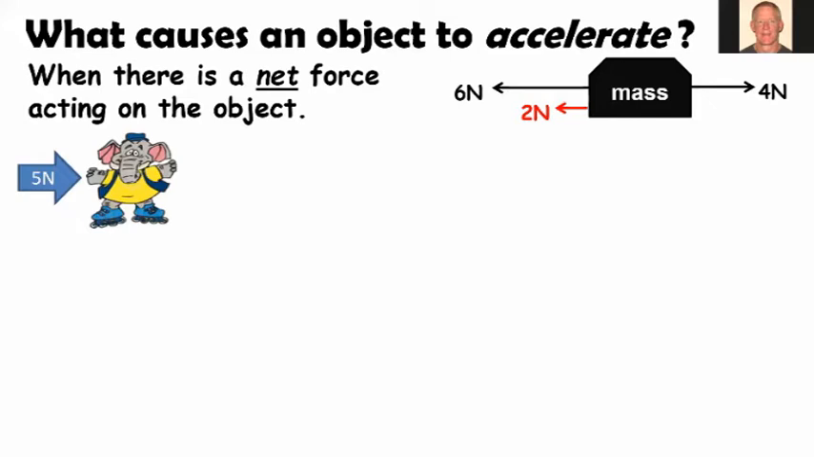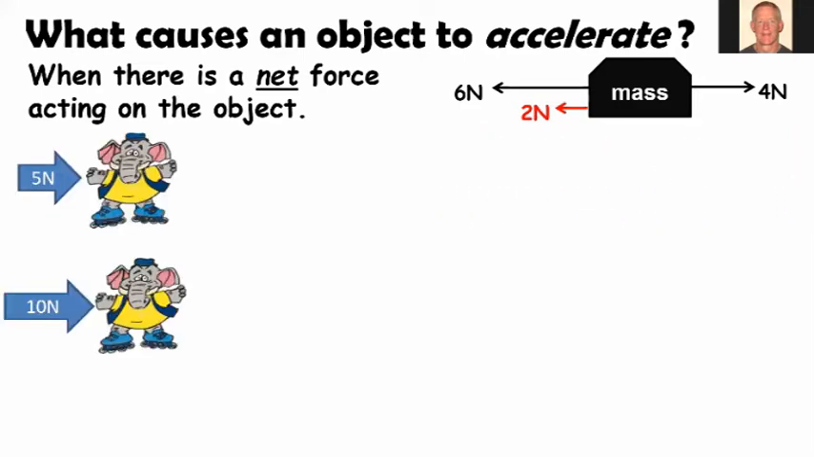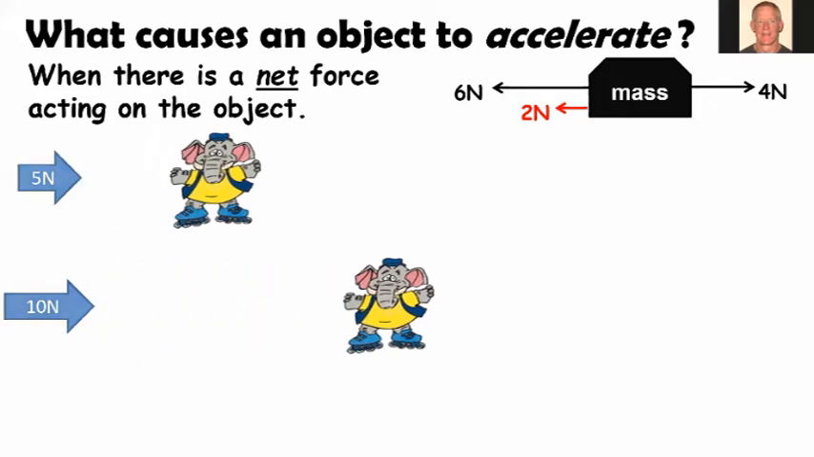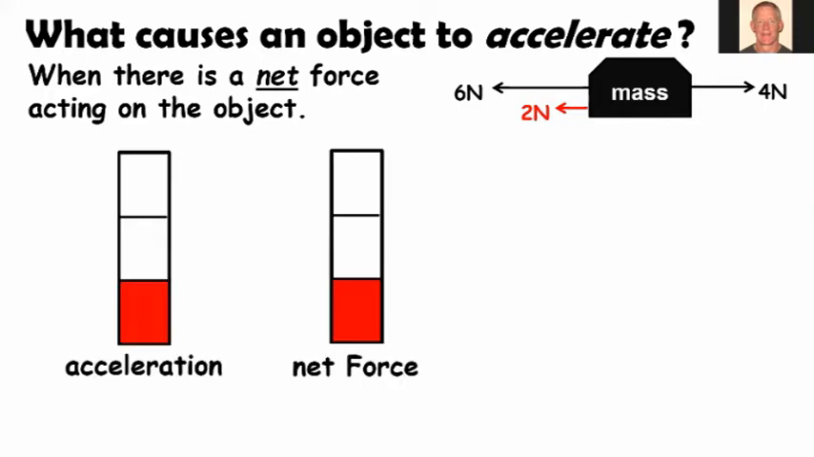If we apply a 5 Newton force to an elephant, right, we get a certain reaction in terms of the change in its motion. If we apply a 10 Newton force, we double the force. For the same elephant, we would expect to see twice the change in its motion. It's going to accelerate at twice the rate.